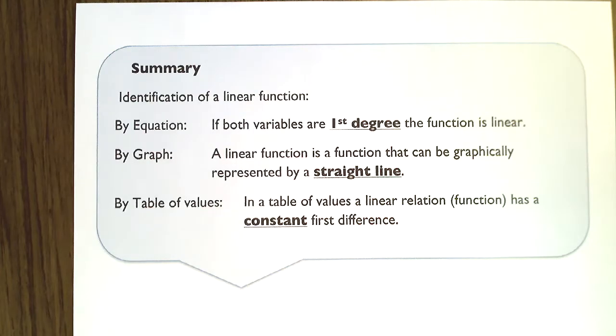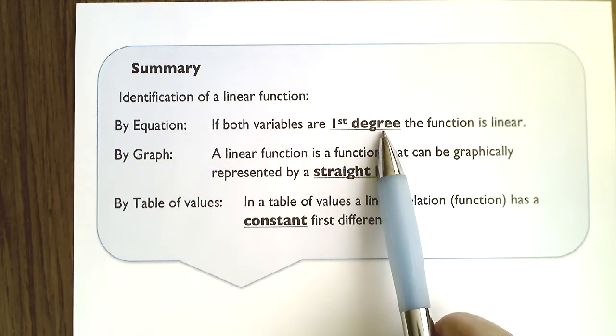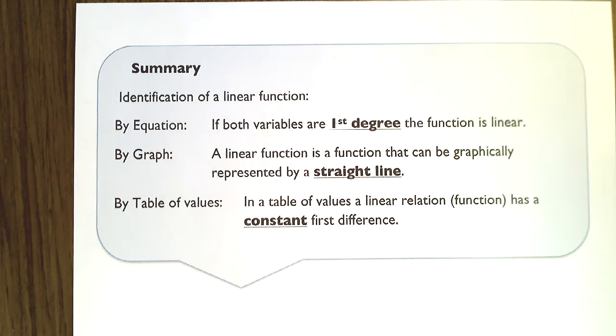In conclusion, a linear function can be identified by equation: both variables will be first degree. By a graph, a linear function is a function that can be graphically represented by a straight line. And by table of values, first differences will be constant.